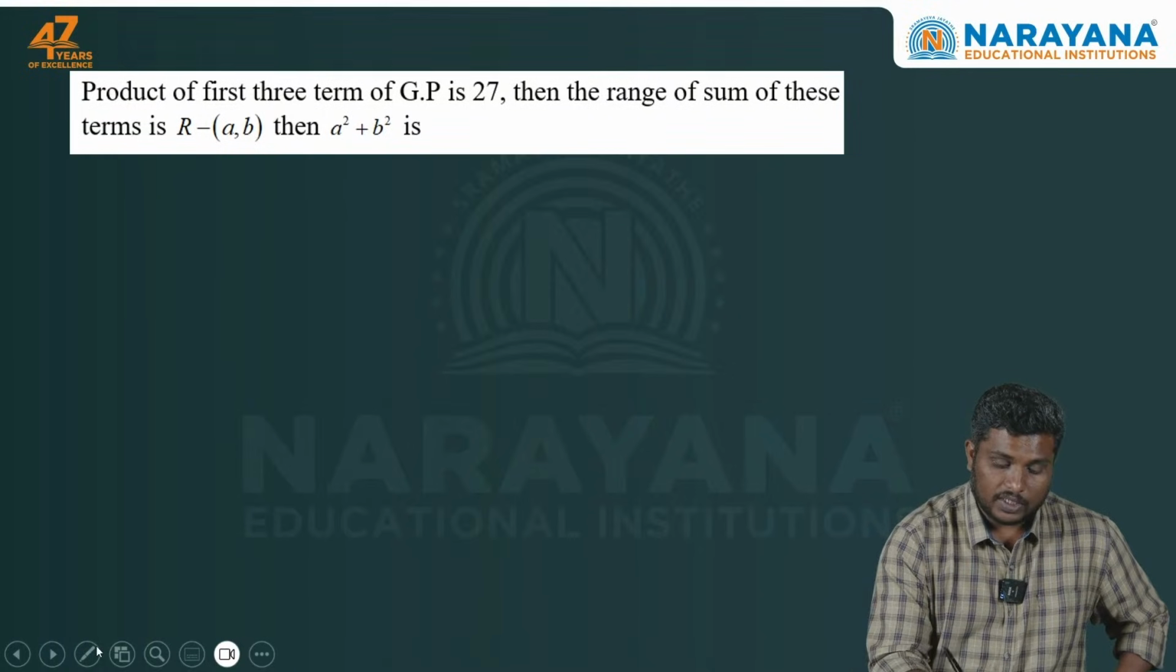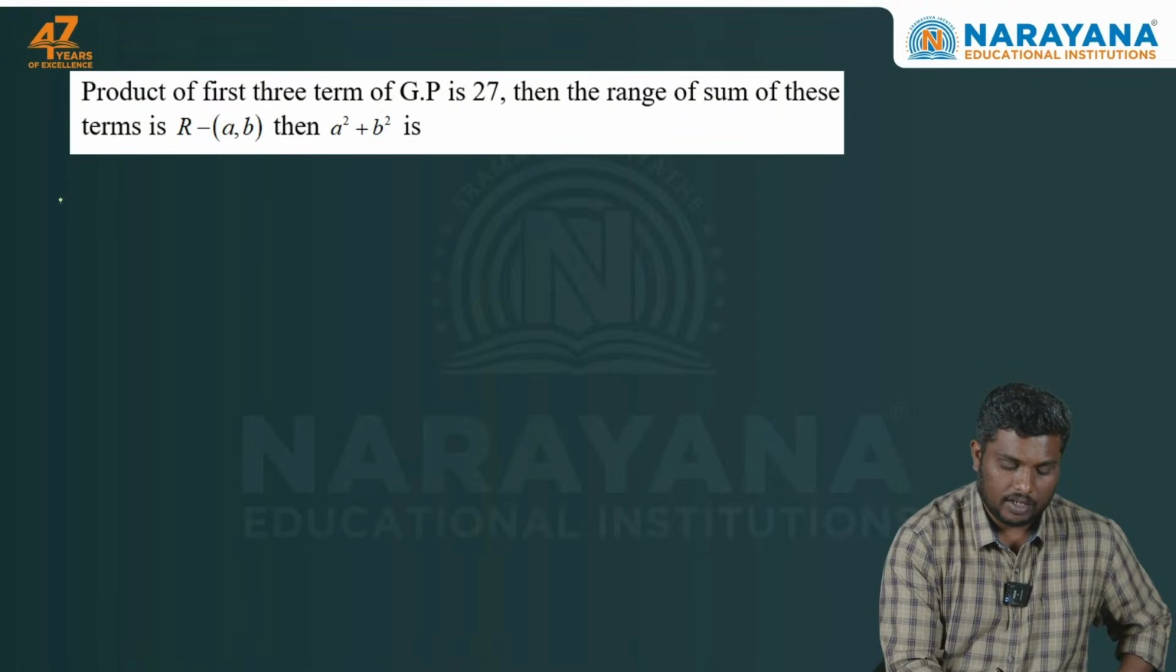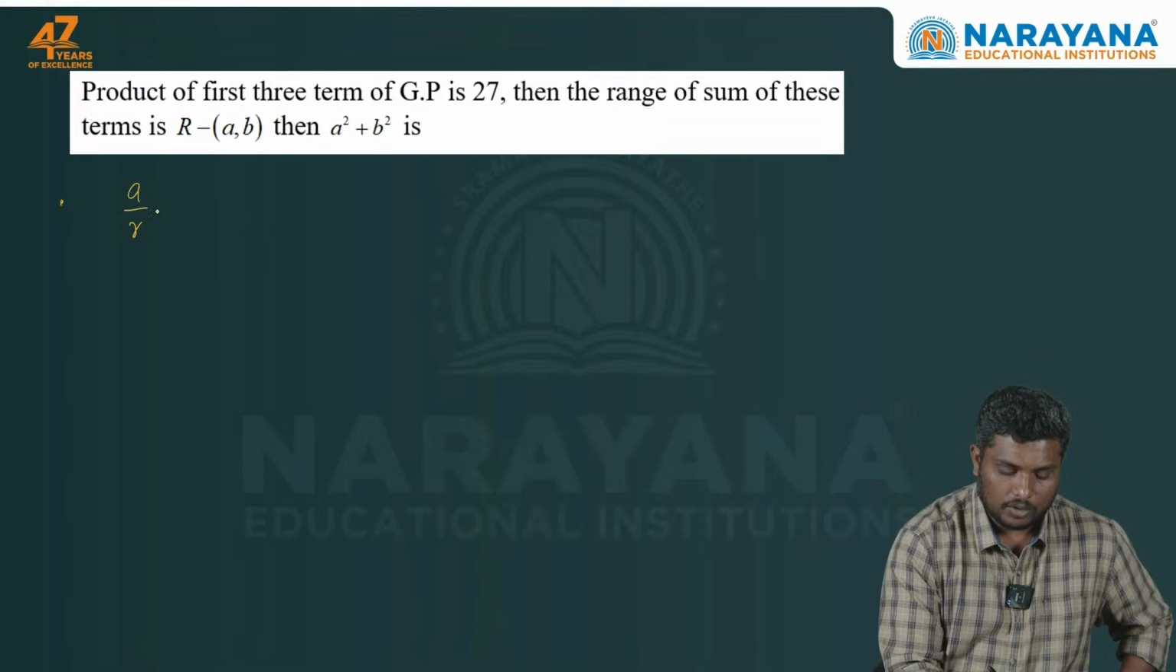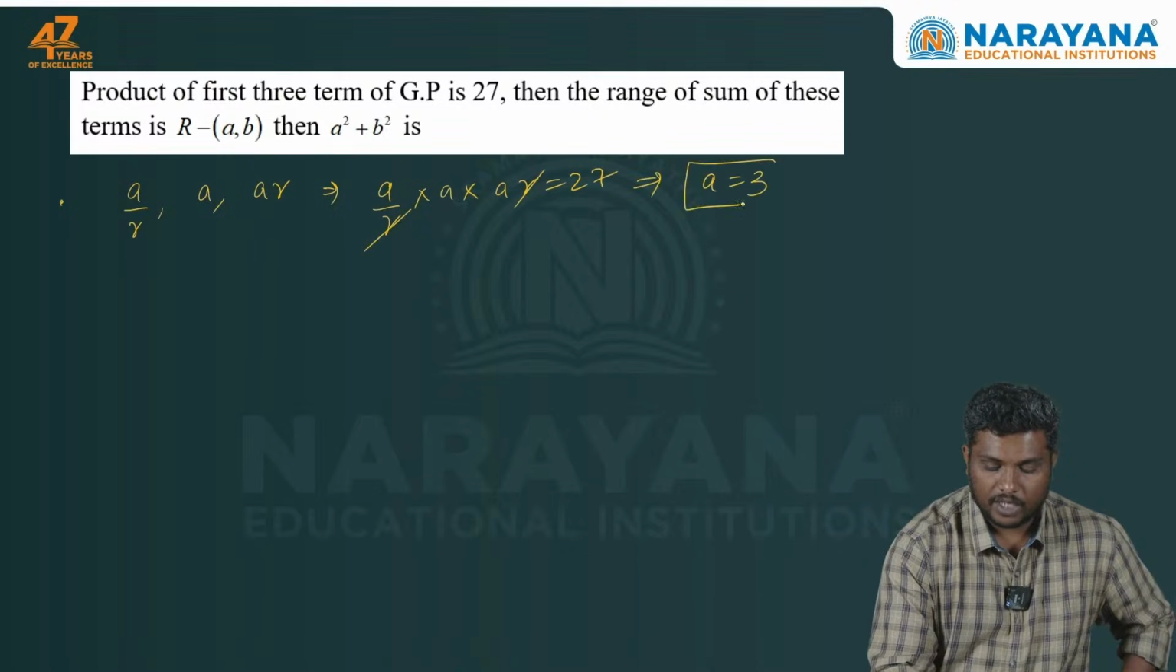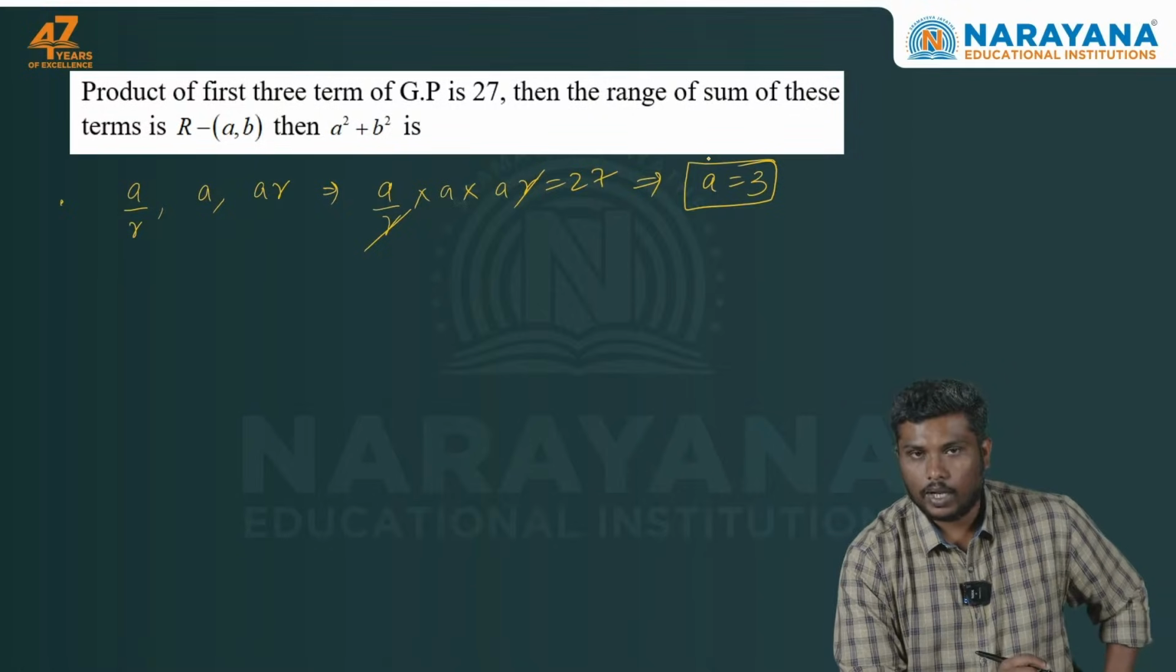So the product of the first 3 terms of a GP is 27. Whenever you have the product of 3 terms, you always have to take those terms to be a by r, a, ar. Given that the product is a by r into a into ar is equal to 27, r cancels out, so I can directly write a cube is equal to 27. So a is equal to 3.